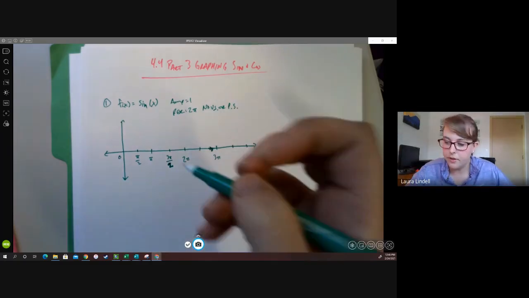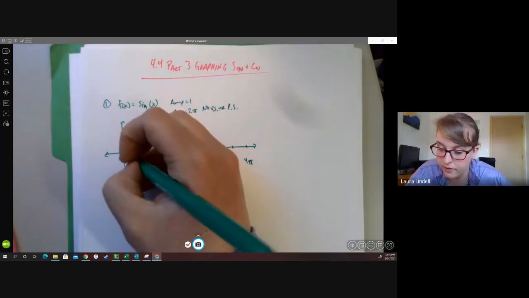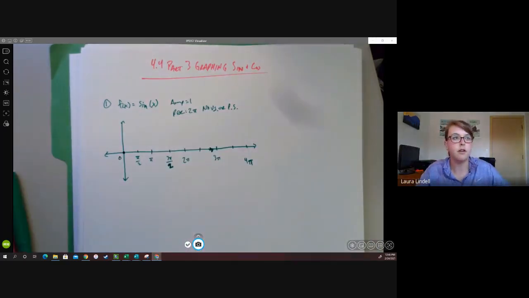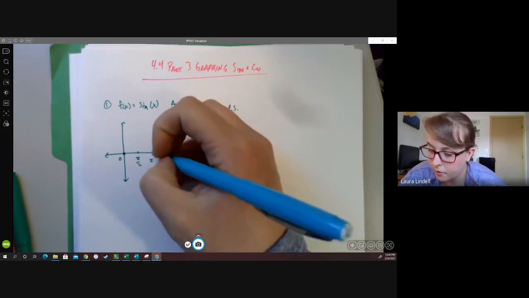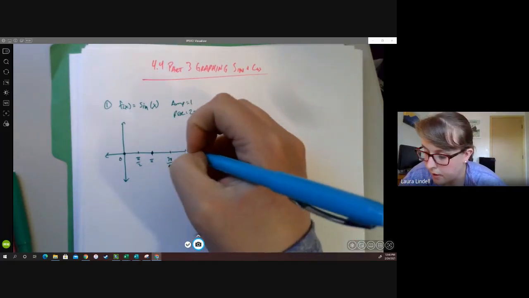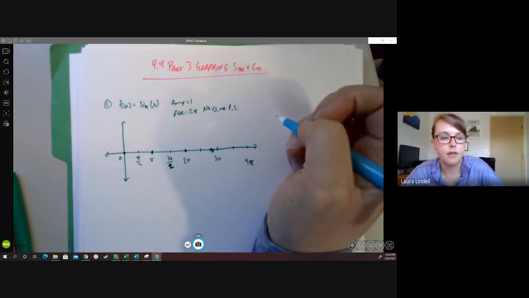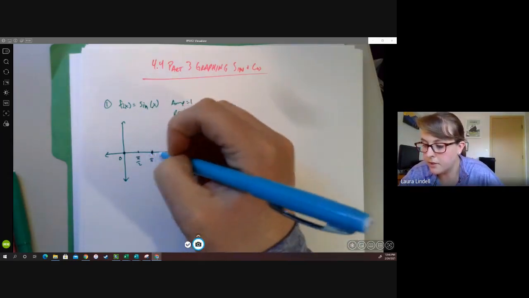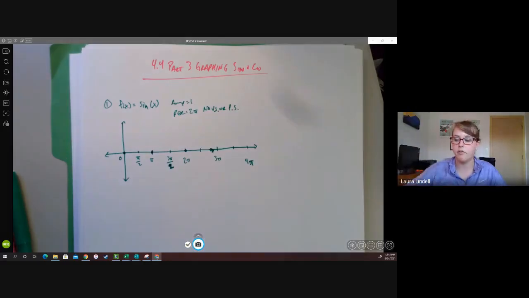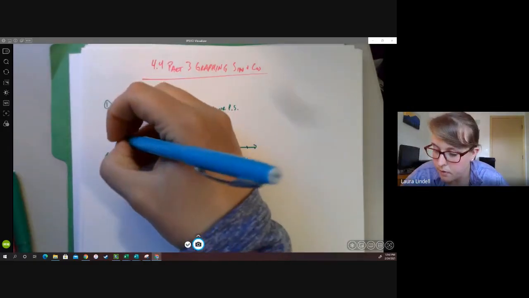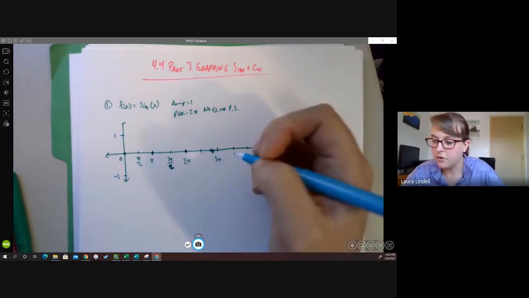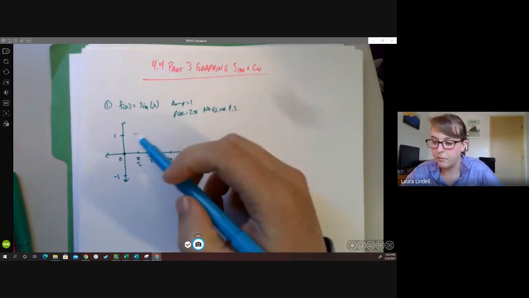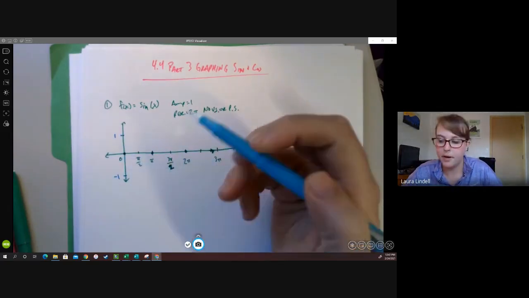And from there, we know that sine of 0 is 0. We know that the sine function in general starts at 0 if it's not shifted horizontally anywhere. We also know that it hits 0 again at pi and at 2 pi. And then halfway between the places where it hits 0, it hits a peak and a trough. So since the amplitude is 1 and it's not vertically shifted at all, we're going to label the 1 and -1 as the top and bottom.